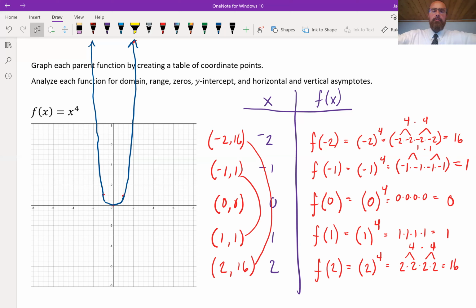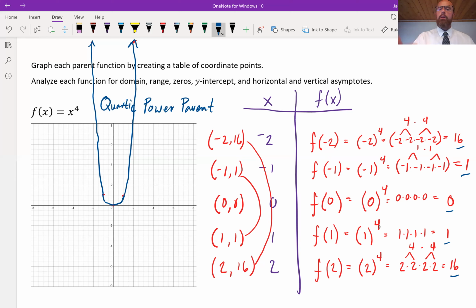Now with the rational parent function, we saw 2 asymptotes, a vertical asymptote and a horizontal asymptote, but we had some parts in the graph, in the table, that were undefined. Nothing with this power function. Let's call this the power parent function. In fact, we call it the quartic because it's to the power of 4, the quartic power parent. There's nothing undefined in terms of y. Notice we had outputs that really were just real easy to calculate. So there are no horizontal or vertical asymptotes for this parent function.